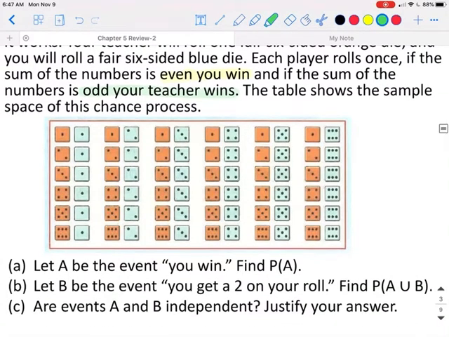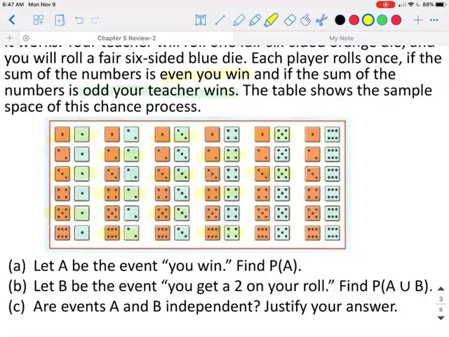So let A be the event that you win. Find the probability of event A. So we know that you win if the sum is even. So we know the sum will be even. 1 plus 1 gives us 2. So all of these events will have sums that are even.